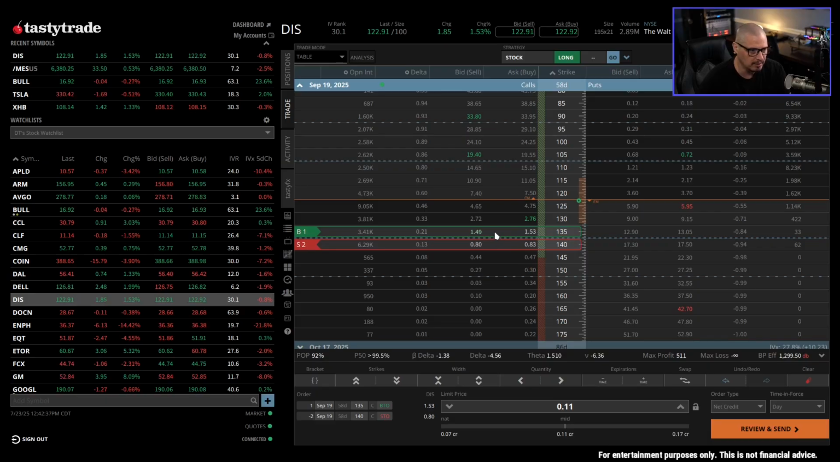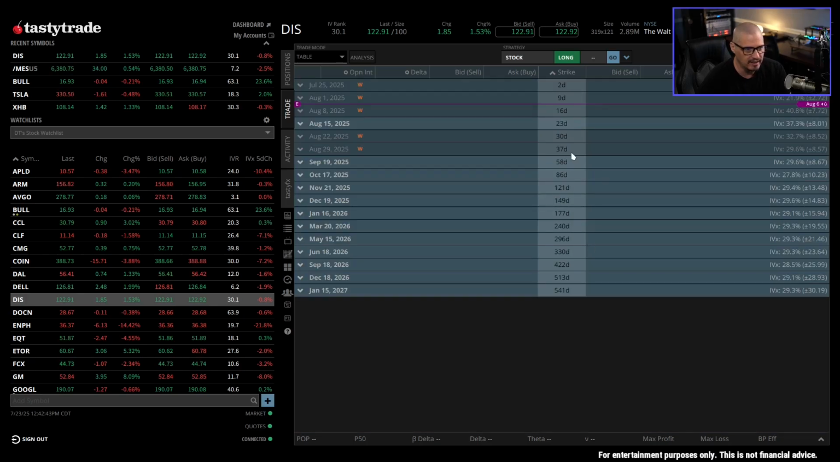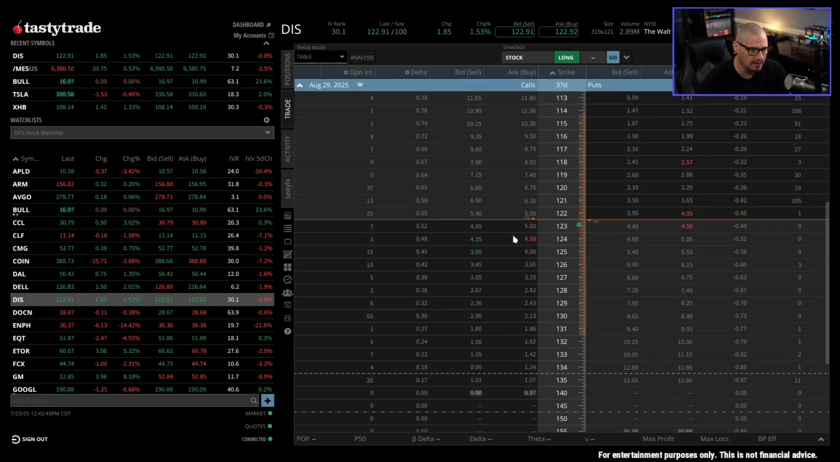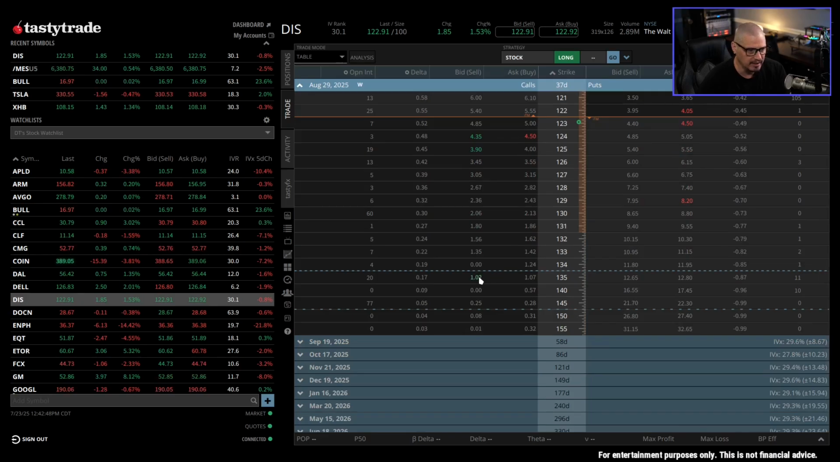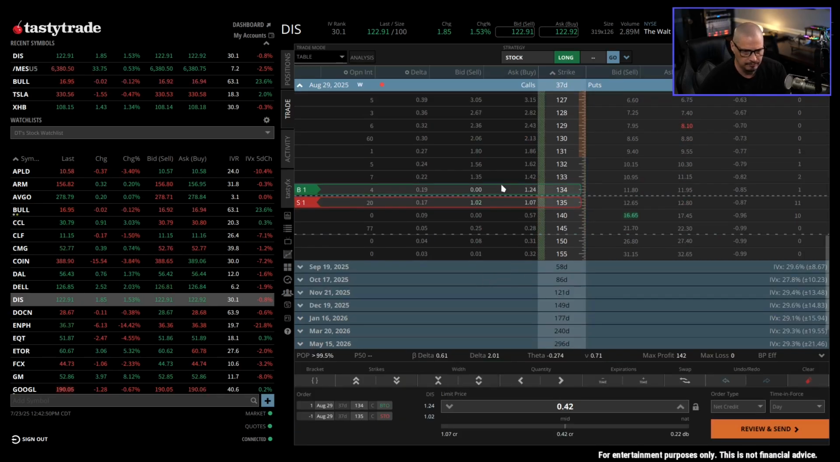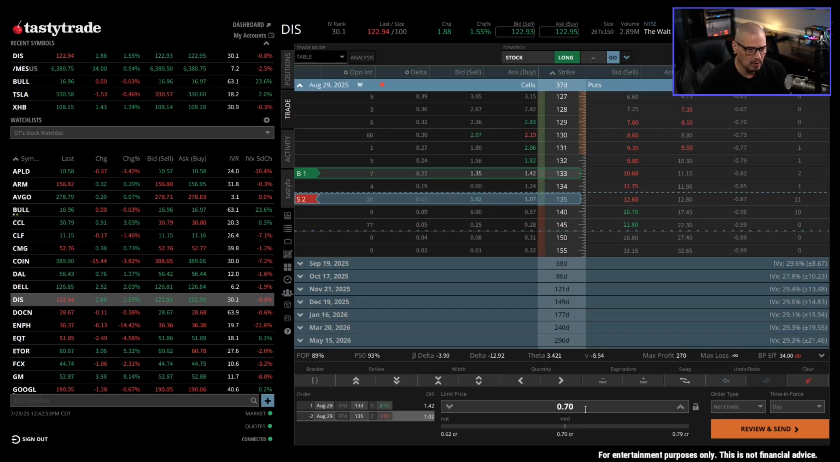Not a very good call ratio spread because I'm not getting much of a credit. I really need dollar-wide strikes for this to work. So let me actually get out of the monthly cycle. Let me go to the weekly cycle where I can get dollar-wide strikes, where I can make this a little bit better as far as a better credit. Yeah, now I can get a 70-cent credit.